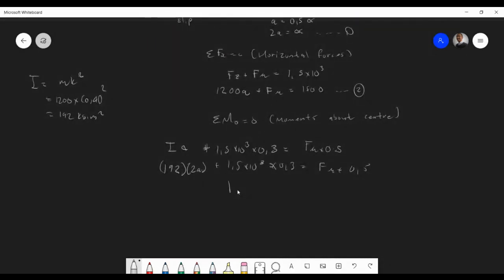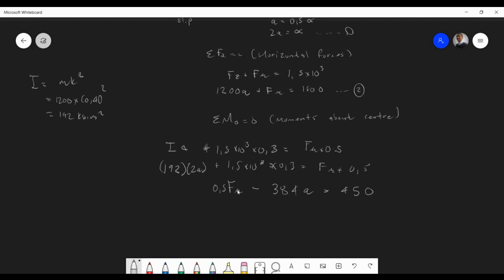Okay, so here we have F mu, 0.5 F mu minus 192 times 2. Not smart enough to do that. So then we have 384. I hope I didn't miss anything here. 384A, and that'll be equal to 1.5 times 3 times 0.3, which is 450. Hoping that I'm correct here.